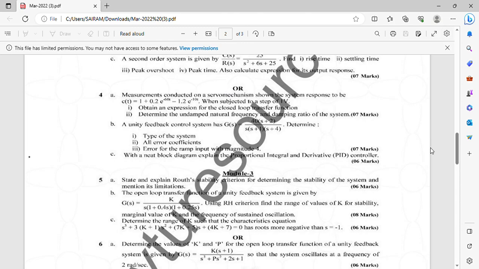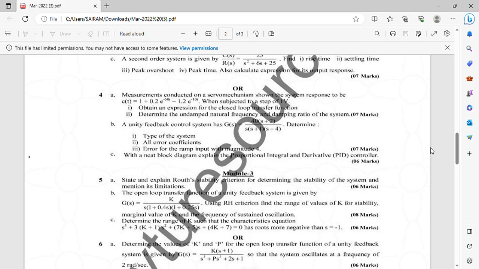Hello students, I welcome you all for the session on Routh array criterion, or I can say Routh stability criterion or Routh-Hurwitz criterion. All the three names are the same, and if you find any of the three names in the question, please don't get confused, all the three are the same, right?